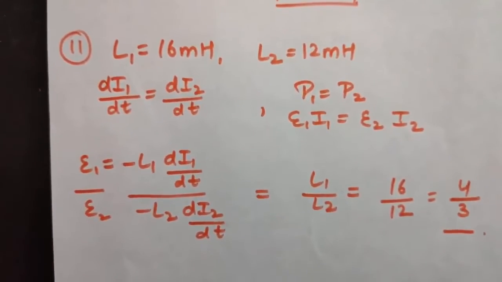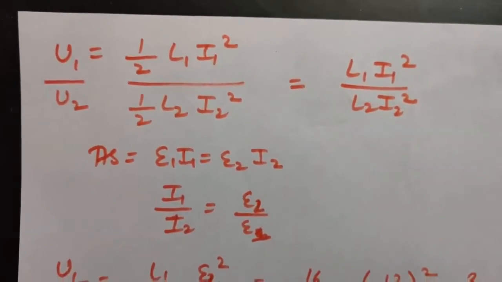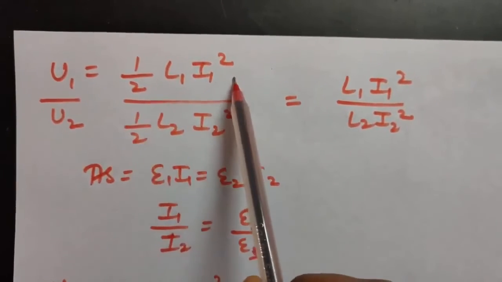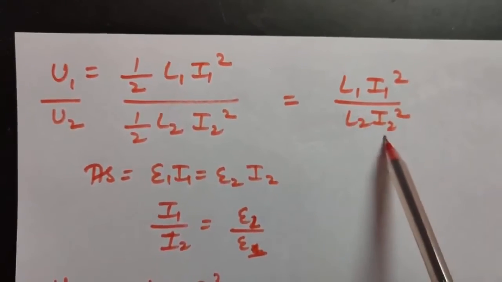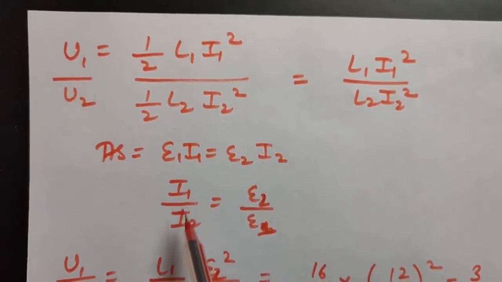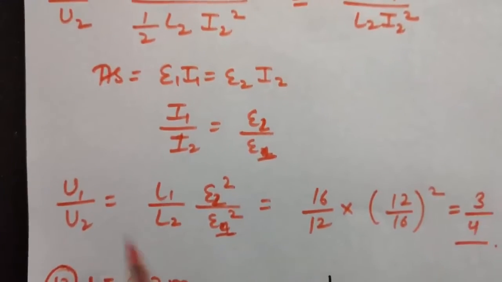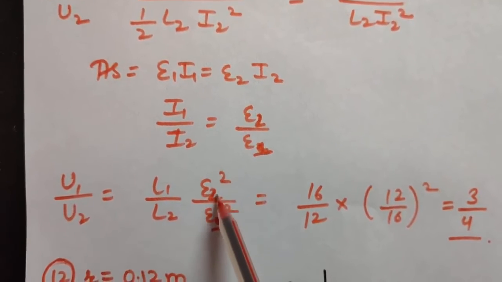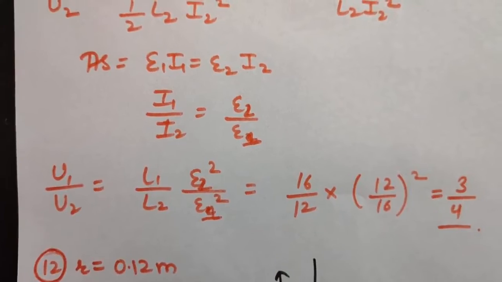Now to calculate the ratio of energy stored, as you know, the formula of energy stored in an inductor is half L i square. So U1 upon U2 will be half L1 I1 square upon half L2 I2 square. So this will be L1 I1 square upon L2 I2 square. Now as power is given to be equal, from here I1 upon I2 will be E2 by E1. Just put it in this one. So you will get U1 upon U2 is equal to L1 upon L2 into (E2 upon E1) whole square. Put the values, you will get the answer to be 3 by 4.